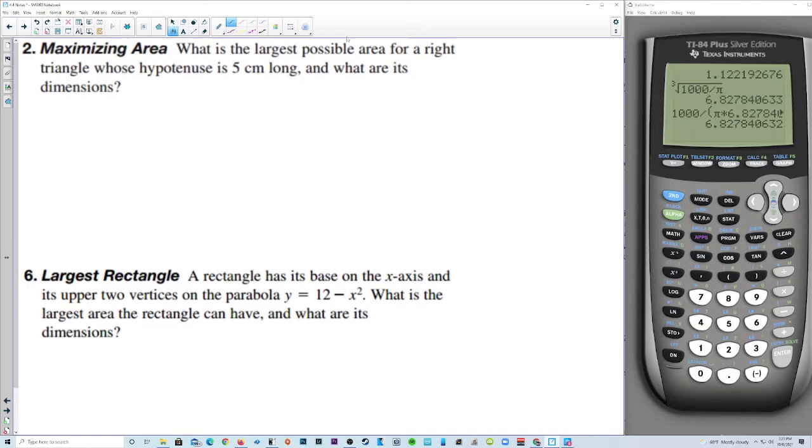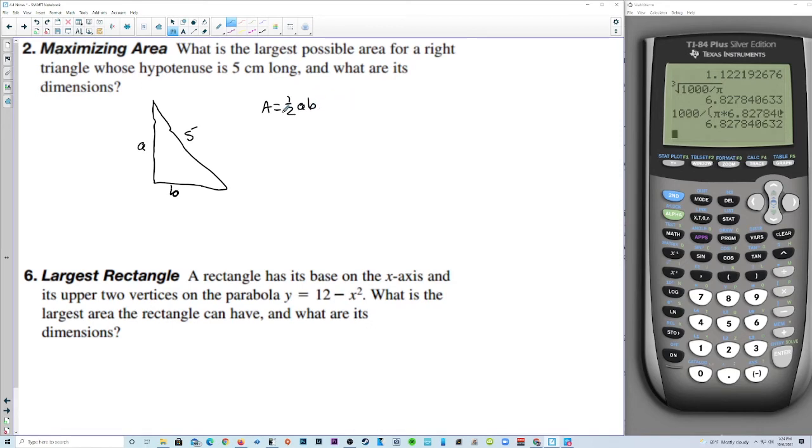Maximizing area. What is the largest possible area for a right triangle whose hypotenuse is 5 centimeters long, and what are its dimensions? So let's draw a right triangle. We'll make the hypotenuse 5, and we'll call this A and B. So the area is 1/2 base times height, or let's just say A times B.